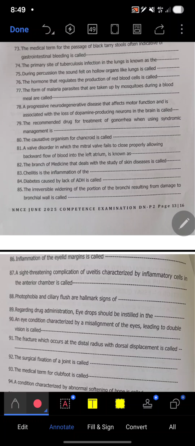76. The hormone that regulates the production of red blood cells is called, the answer is erythropoietin. 77. The form of malaria parasites that are taken up by mosquitoes during a blood meal are called, the answer is gametocytes. 78. A progressive neurodegenerative disease that affects motor function and is associated with loss of dopamine producing neurons in the brain is called, the answer is Parkinson's disease.